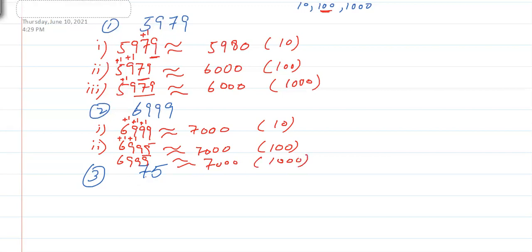Now for this one, it's 75. First I will round to the nearest 10. For the nearest 10, as it is 2 digits, look at this one, it's 0. So it's 5, so add 1, and the next one it will become 80. For the nearest 100, as it is a 2 digit number, I told you yesterday, if a 2 digit number is 50 or more, it will round to 100.